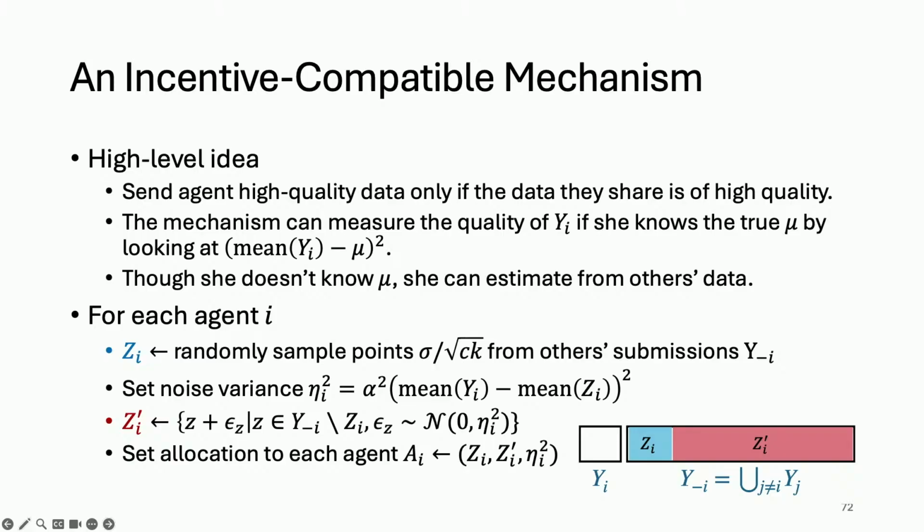So if the agent fabricates data, then it's very likely that the mean of their fabricated data is far away from the mean of the data shared by other agents, and then the noise level of the z_i prime will be higher. So then the agent will receive an allocation which is more noisy. So that is a high-level idea about this mechanism.